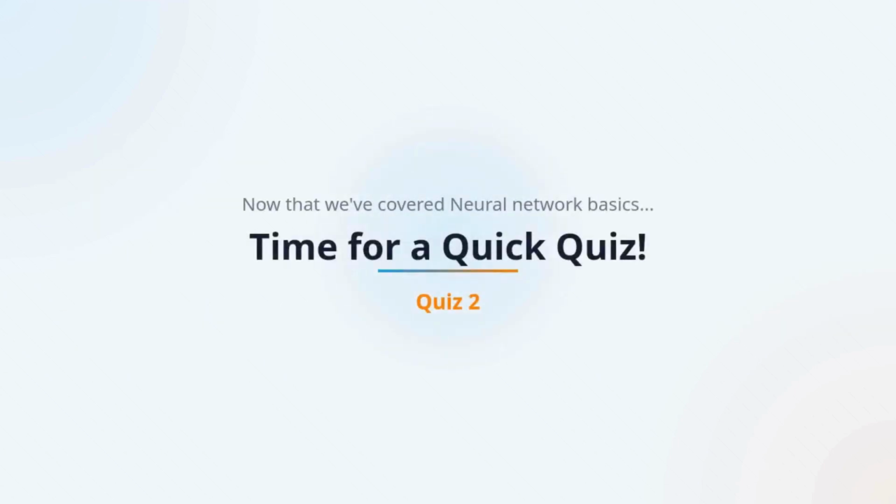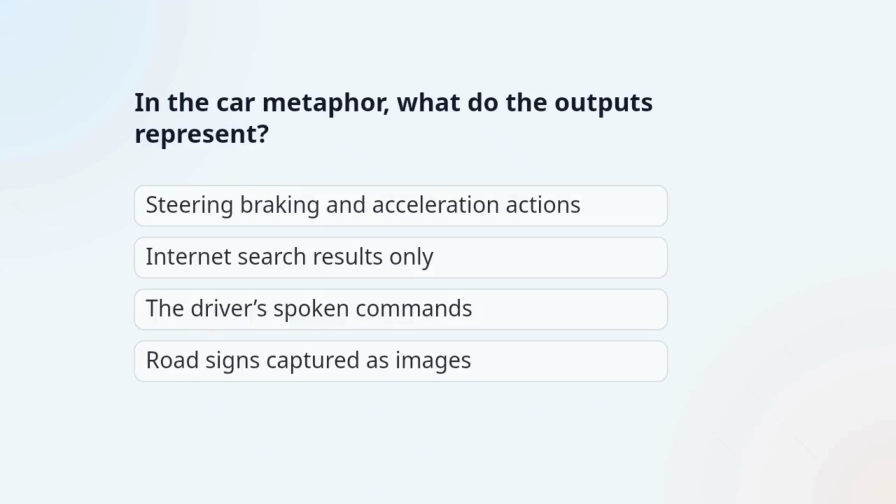Now that we've covered neural network basics, let's test what we've learned so far. Here's quiz number 2. See if you can get it right. Question 1. In the car metaphor, what do the outputs represent?